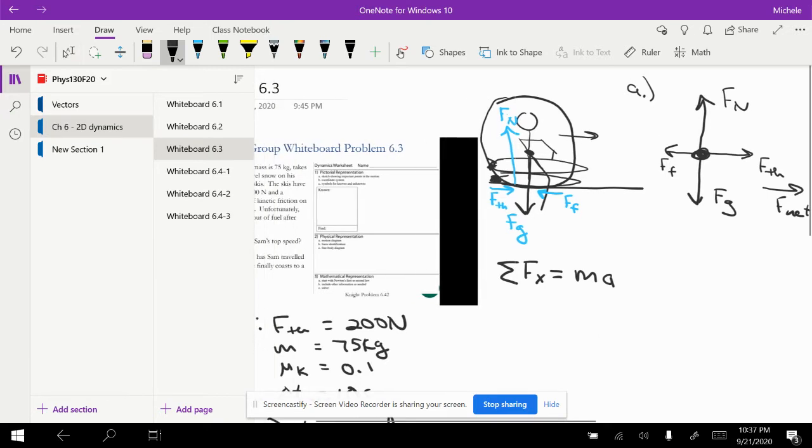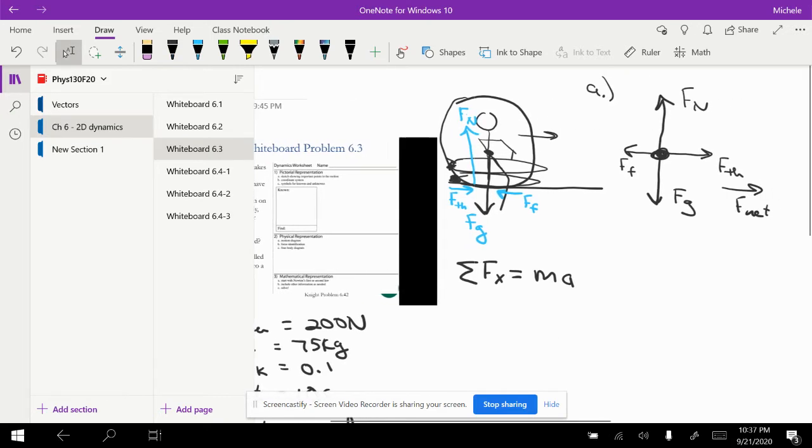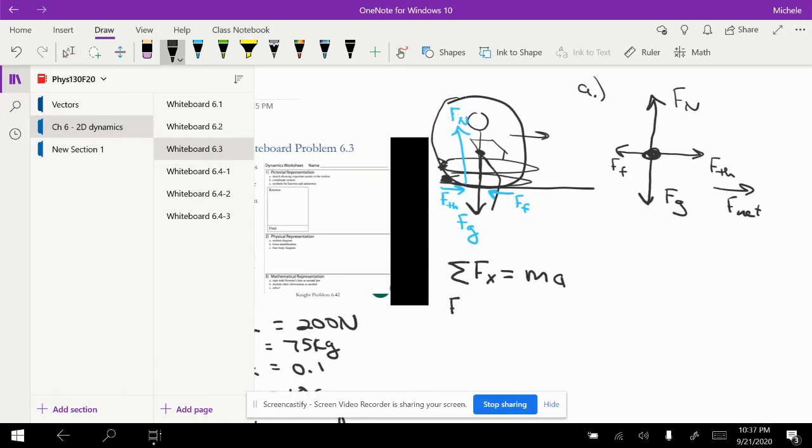Okay, so what are our forces? Well, we see from our free body diagram, we have the force of thrust to the right, and we're going to call to the right positive. So we're going to say that way is positive x. Force of the thrust minus the force of friction is equal to ma. Okay, well, force of thrust we know.